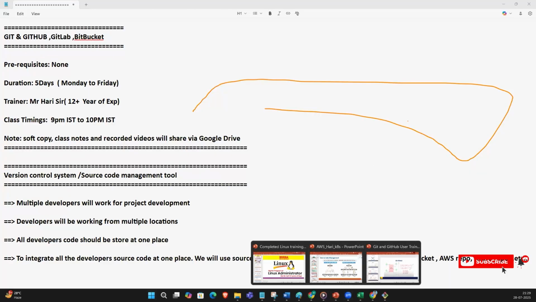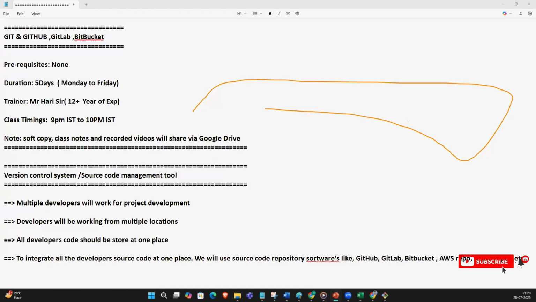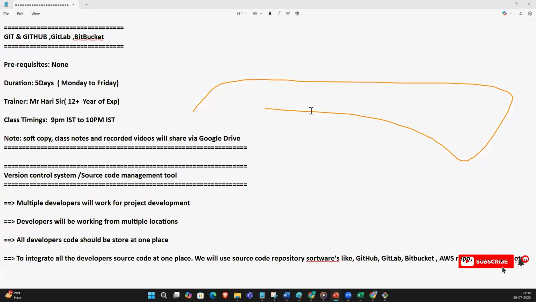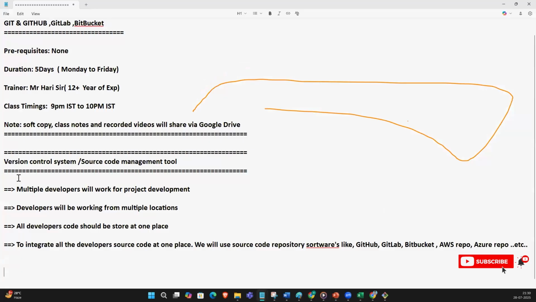If something goes wrong on the local repository, we have the code on the remote repository. This is the advantage of the distributed version control system. Did you understand? Yeah, I will show you.